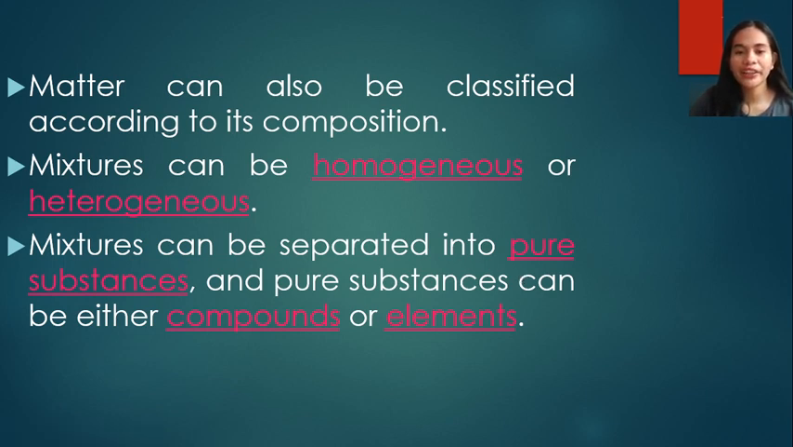Matter can also be classified according to its composition. It is either a mixture or a pure substance. If it's a mixture, then we have homogeneous or heterogeneous. If it's a pure substance, we have an element or compound. So that's it.